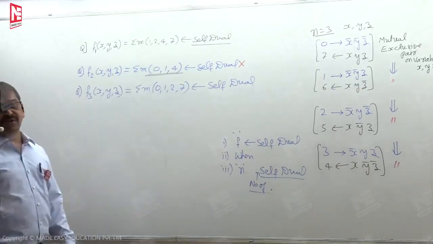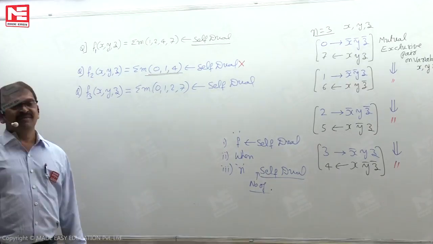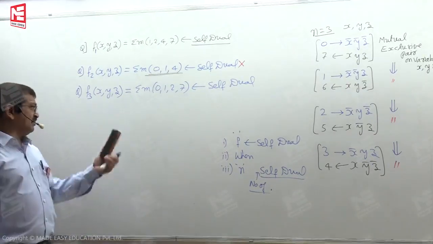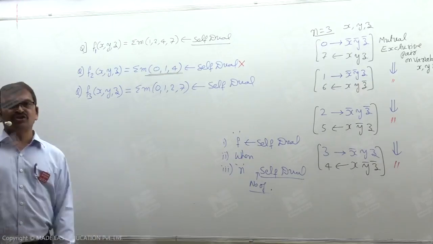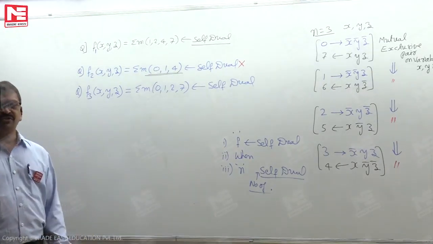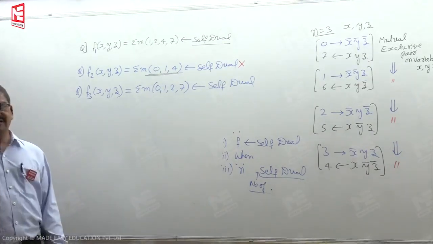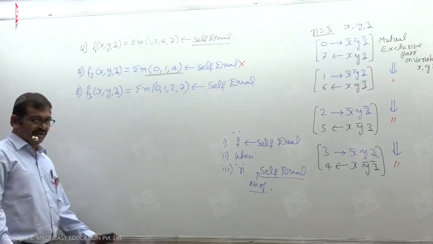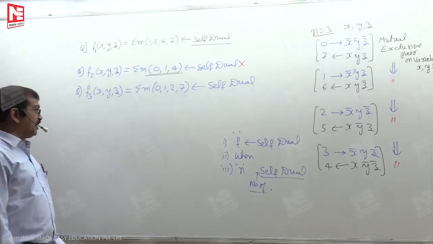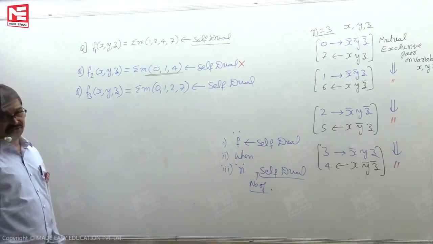So the primary check we are doing: the function is on 3 variables, and out of 8 combinations we have 4 combinations of minterms. Once we have 4 combinations of minterms, it may be possible to be a self-dual function. That is not a final decision or conclusion. It may be possible because half of the combinations are minterms.